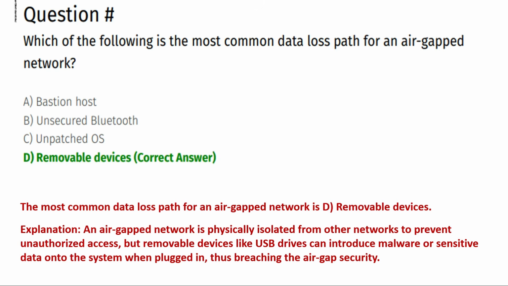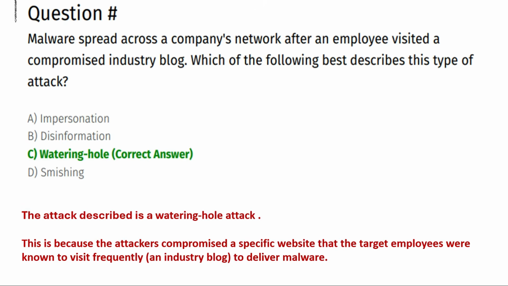An air gap network is physically isolated from other networks to prevent unauthorized access, but removable devices like USB drives can introduce malware or sensitive data onto the system when plugged in, thus breaching the air gap security. So that's why the correct answer for this question is option D, removable devices. So let's move to the next question.